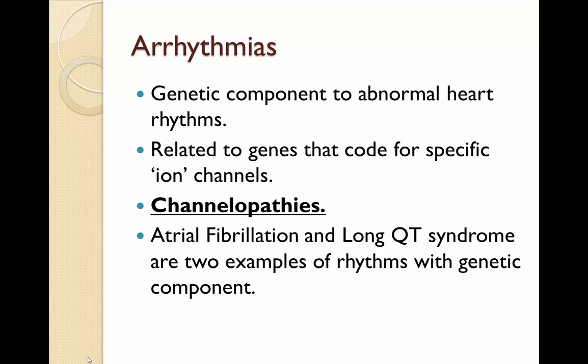Another genetic area that they're finding is that some arrhythmias do have a genetic component. These genes that they're finding are related to some specific ion channels, and we call these channelopathies. They're finding within atrial fibrillation, or what's called long QT syndrome, that there is a genetic component to the development of these in some individuals. And you'll find long QT syndrome does run in families.